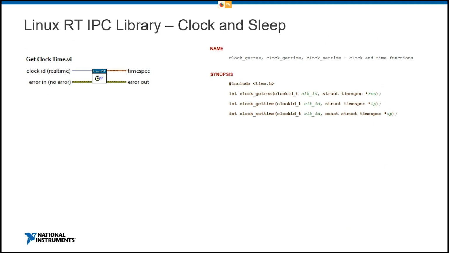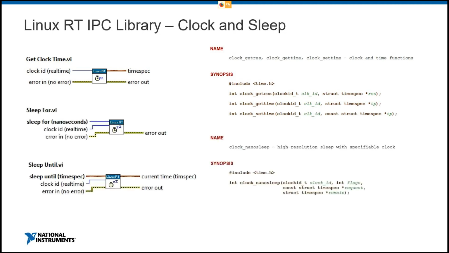So you can do like the get clock time. If you want to read the nanosecond timer from your Linux RT target, you can use the get clock time, and it actually just wraps the clock get time function in C. Same thing for sleeping. You can do the nanosecond sleep if you want to. So you can do sleep for, sleep until.